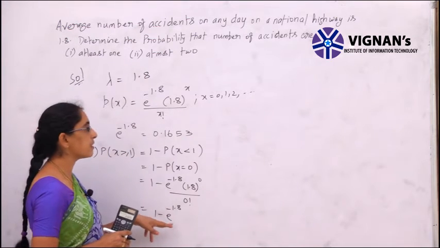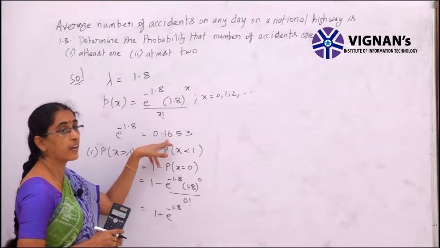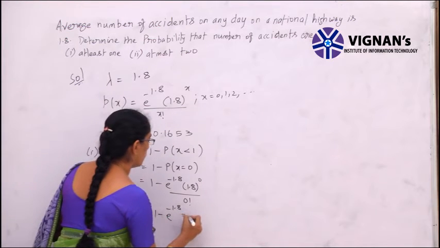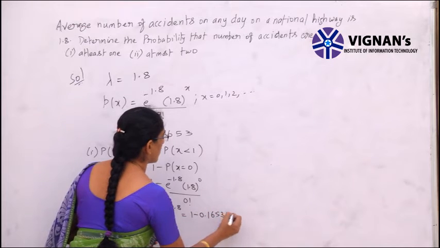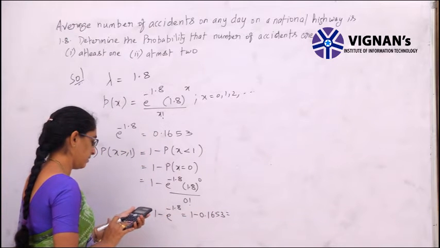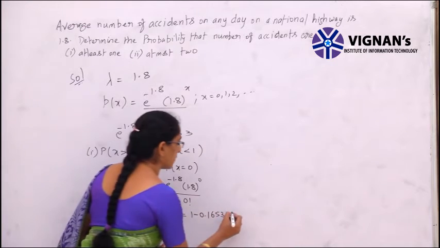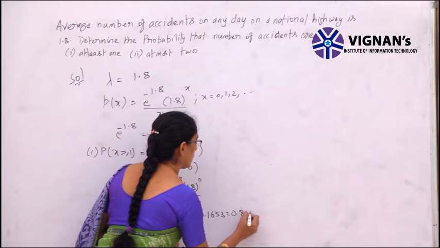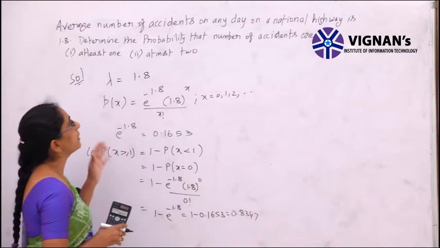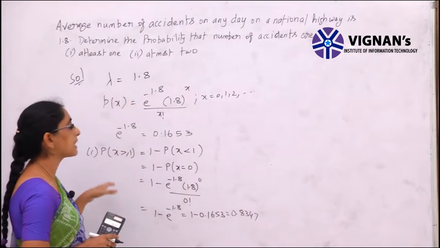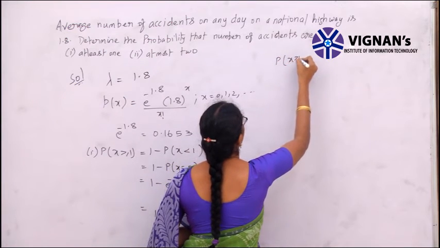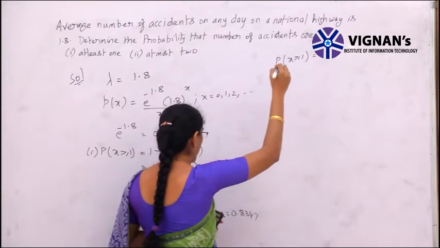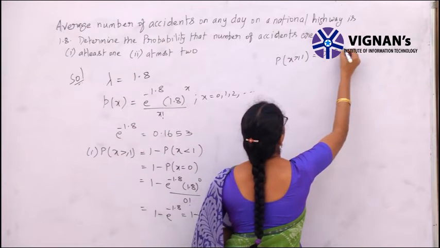What is 1 minus e power minus 1.8? 1 minus 0.1653 is equal to 0.8347. That means the probability that the number of accidents is at least 1, that is x greater than or equal to 1, is 0.8347.